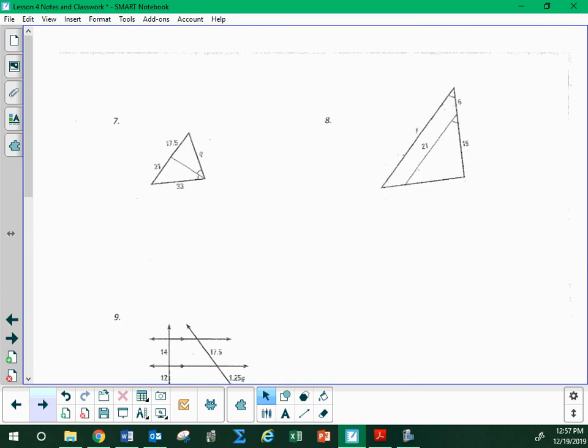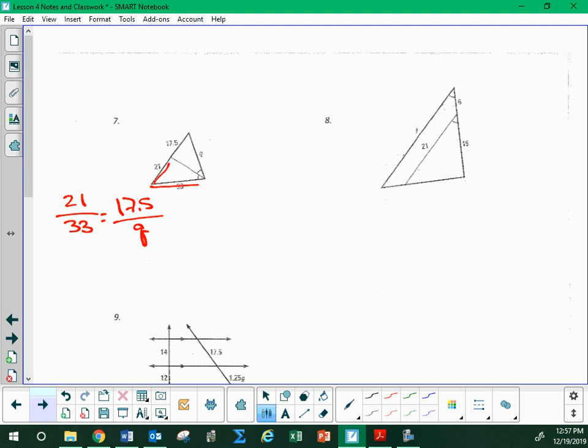Alright, so go on the back side of your classwork. Number 7, we have the angle bisector theorem. Again, it's up to you how you go about setting this up. I'm going to go 21 to 33 equals 17.5 to q. Notice it's the split segment and the side it's connected to. I don't want to do 21 and q because they have nothing in common. One's the split segment, one's a completely different side.